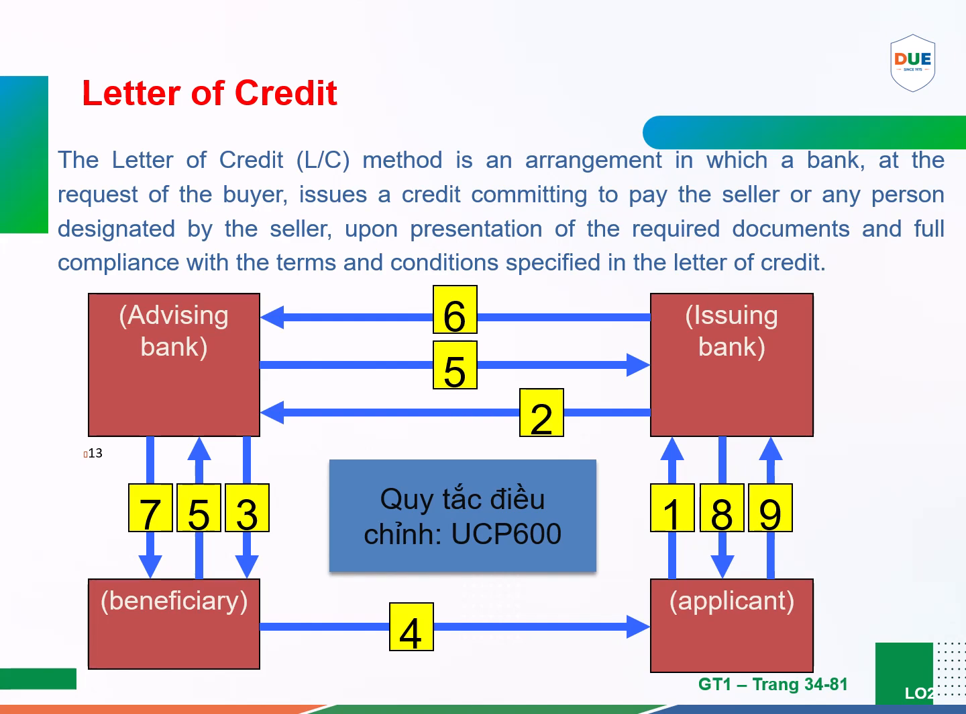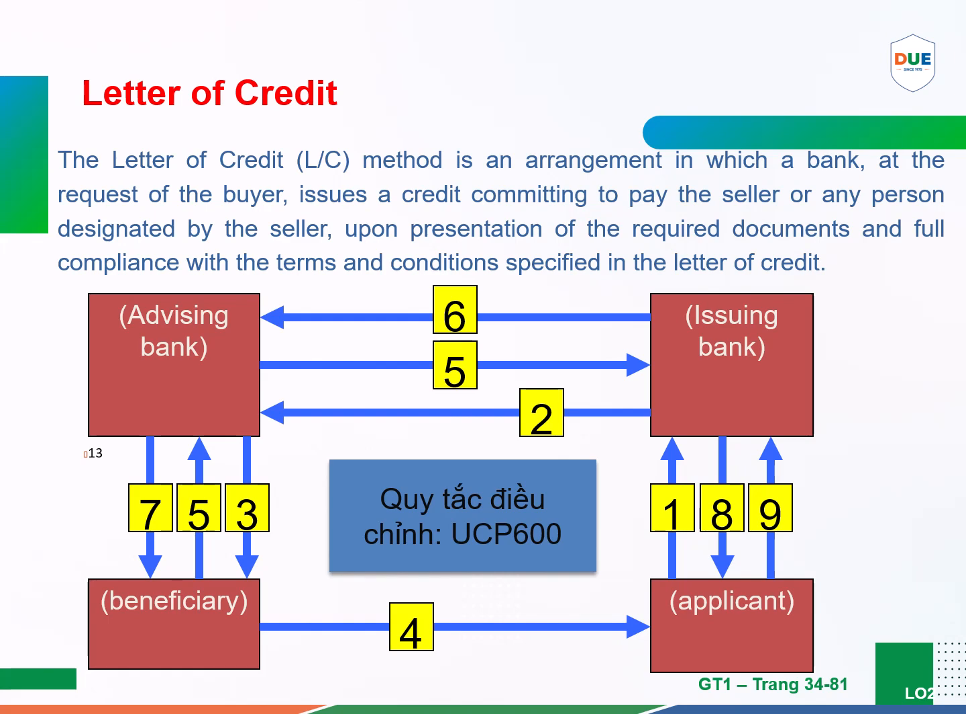If the documents fully conform, the issuing bank is obliged to pay the exporter or pay to the advising bank. After payment, the issuing bank delivers the documents to the importer, who uses them to claim the goods from the carrier. Thus, the documentary credit process concludes when the seller receives payment and the buyer receives the goods against the documents. The most important point of the letter of credit method is that the bank deals only on the basis of documents, not the actual goods. As long as the documents comply with the credit, the bank must pay even if there are issues with the goods.